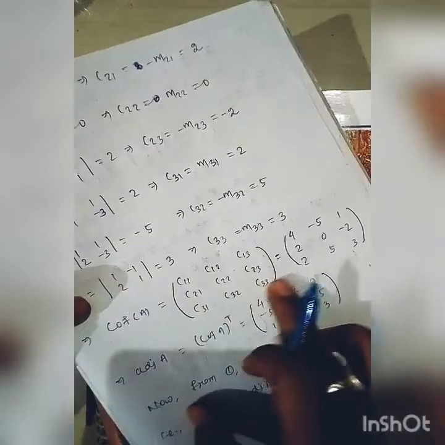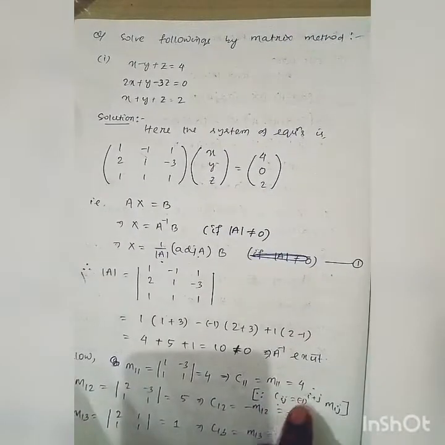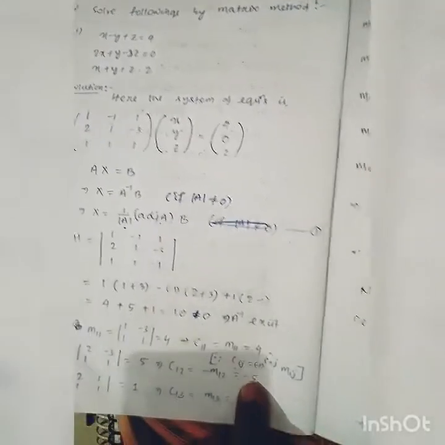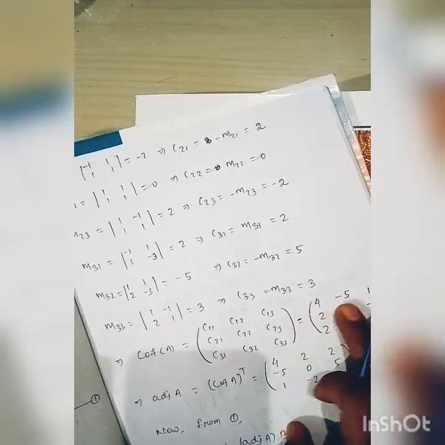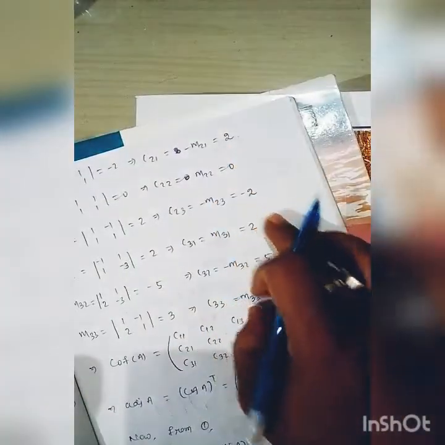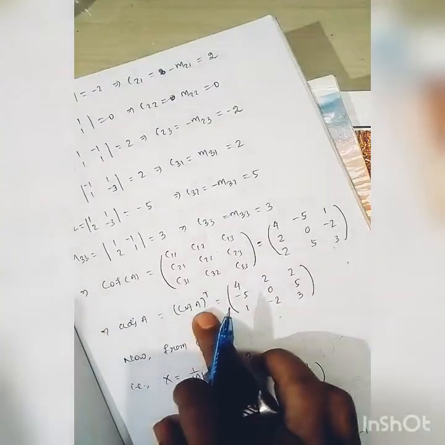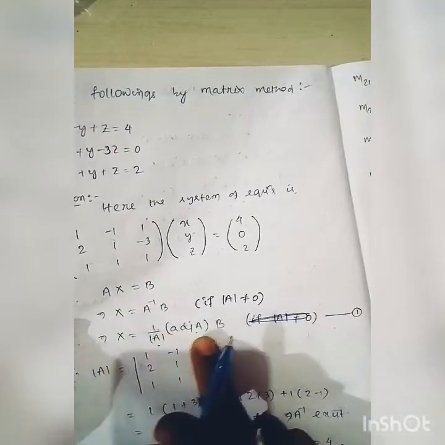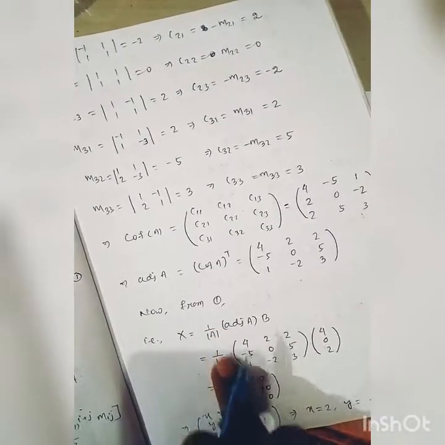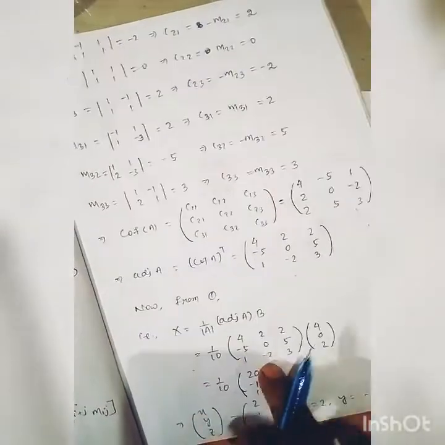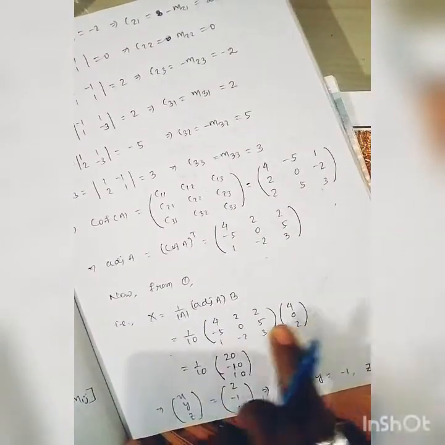Now cofactor of A is this. Here C11 is 4, C12 is minus 5, C13 is 1. Again that is 4, minus 5, 1, then 2, 0, minus 2, then 2, 5, 3. So obviously adjoint of A equal to transpose of cofactor is this matrix. Now from equation 1, X equal to 1 by determinant of A into adjoint of A into B. Now put 1 by determinant of A, that is 10, and adjoint of A is this matrix into B.